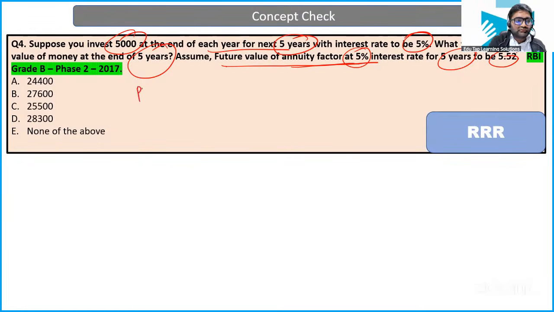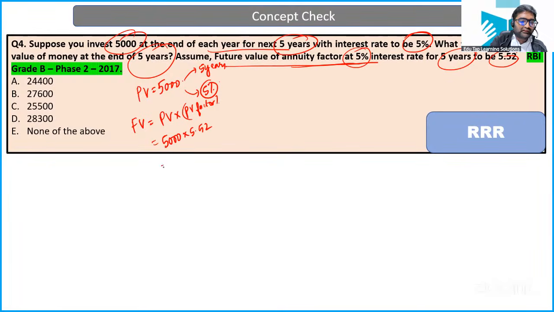The present value is given, right, 5000, and this is an annuity payment that is being done for 5 years continuously, every year at 5% interest. So in that case what is going to happen? What will the future value be? Future value is nothing but present value into the factor. To calculate the future value we have this factor. What factor is given over here? 5.52. So 5000 into 5.52, if this is multiplied, then we are going to get the answer as 27,600.